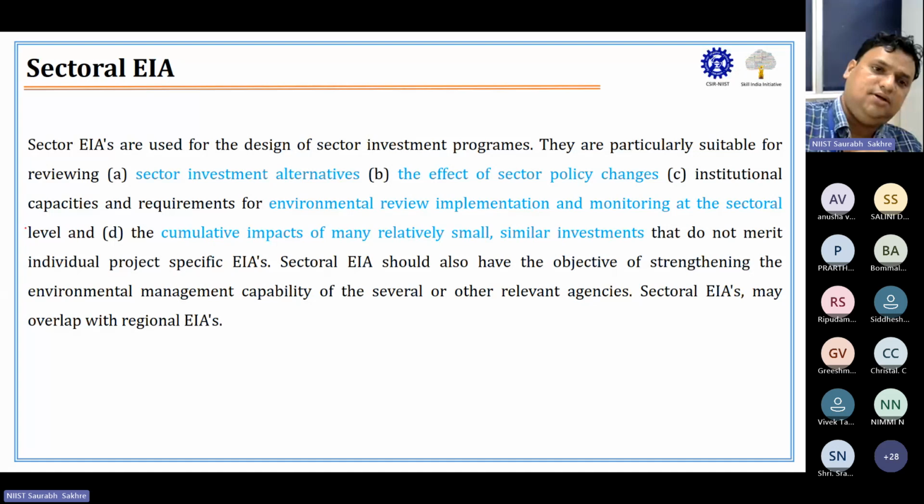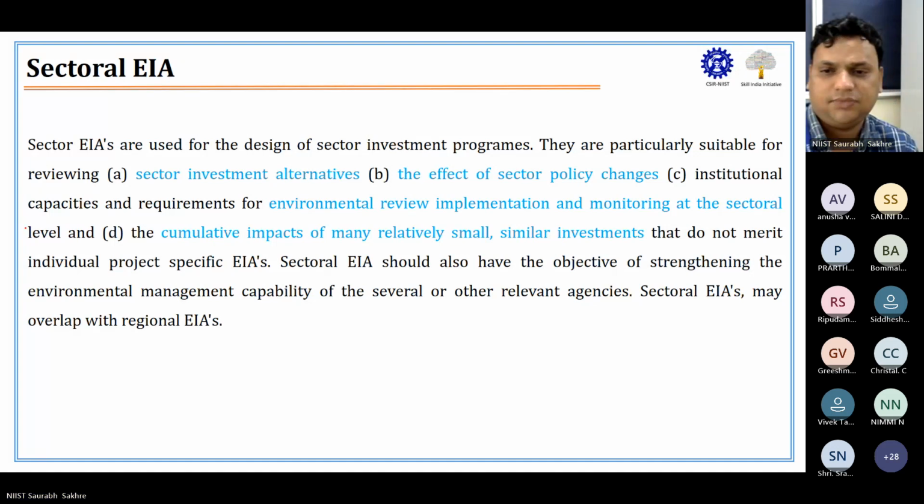Now, sectoral EIA is, as briefed by Shravan, there are 38 sectors for which we need to do EIA.